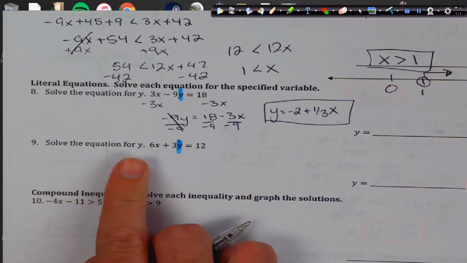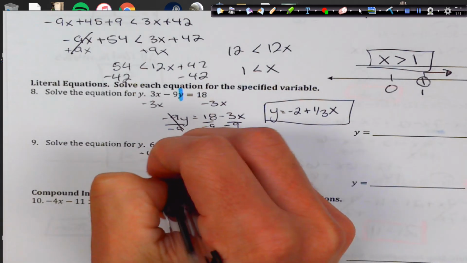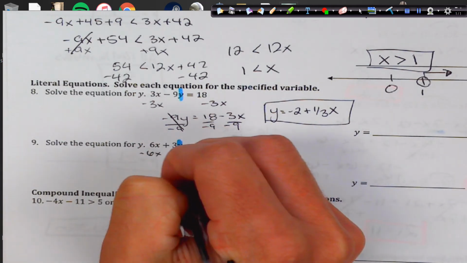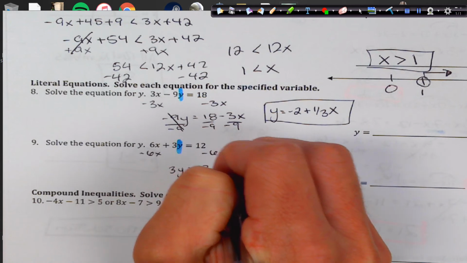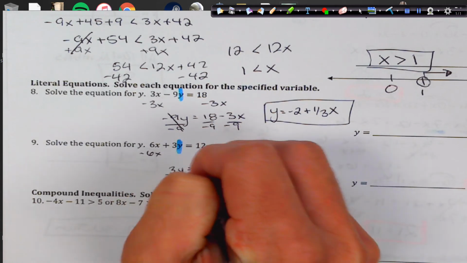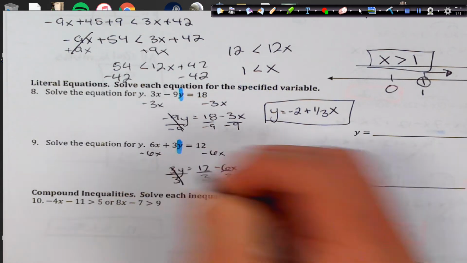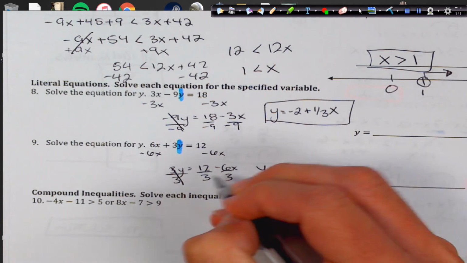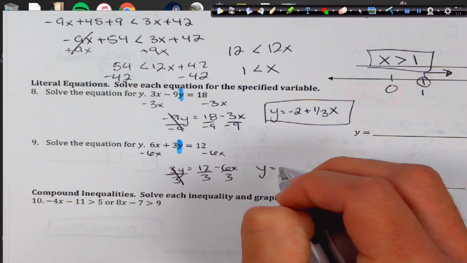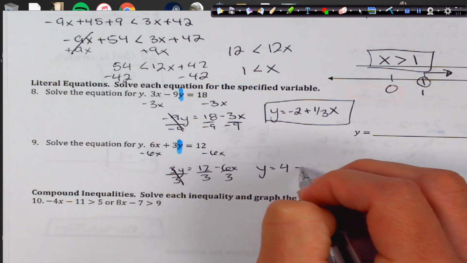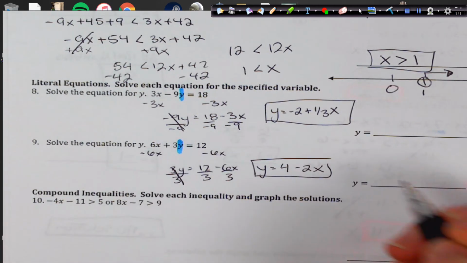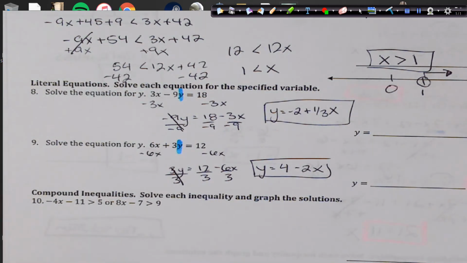Down here, we're going to do the same thing, get rid of the 6x by subtracting it. And then we're going to divide everything by 3. That cancels. So I get y equals, that's going to be 12 divided by 3, which is 4. 6 divided by 3, which is negative 2. There we go.